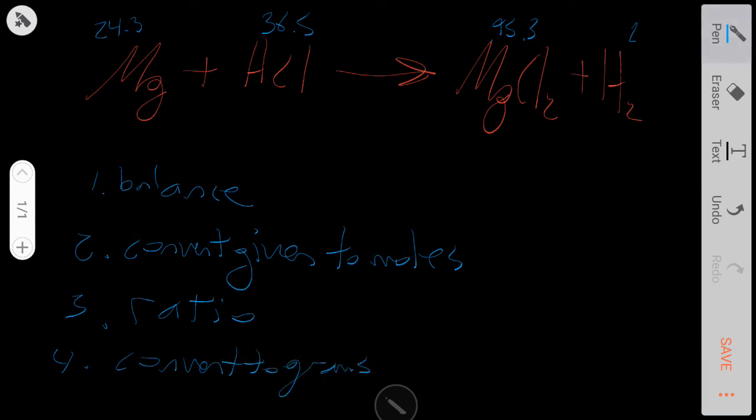Alright, so let's do each one. First I'm going to balance. I've got 1 magnesium here. My coefficient is 1. And I also have 1 here. Fantastic. Hydrogen, I've got 1 here and 2 over here in my products. So I have to multiply this whole thing by 2. 1 Mg, 1 Mg, 2 H's, 2 H's, 2 Cl's, 2 times 1 Cl is 2 Cl, and 2 Cl. Fantastic. So it looks like it's balanced.